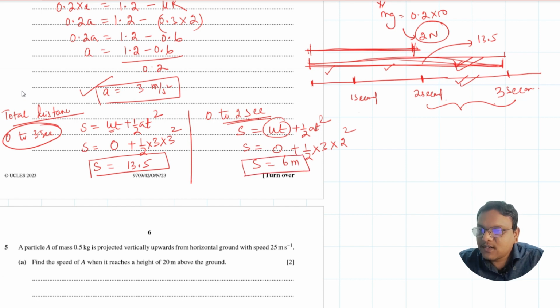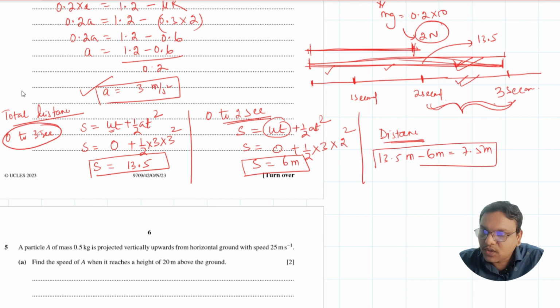So we need to find the distance for this one. The distance required is 13.5 meter minus 6 meter, which is equal to 7.5 meter. So this is the answer for this question, 7.5 meter. In this part I have solved questions 1 to 4.